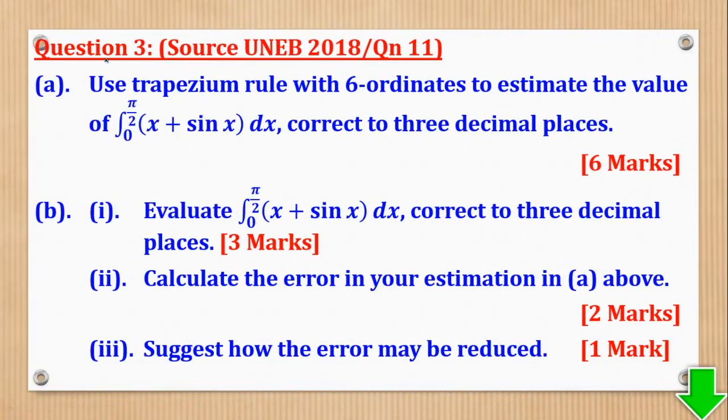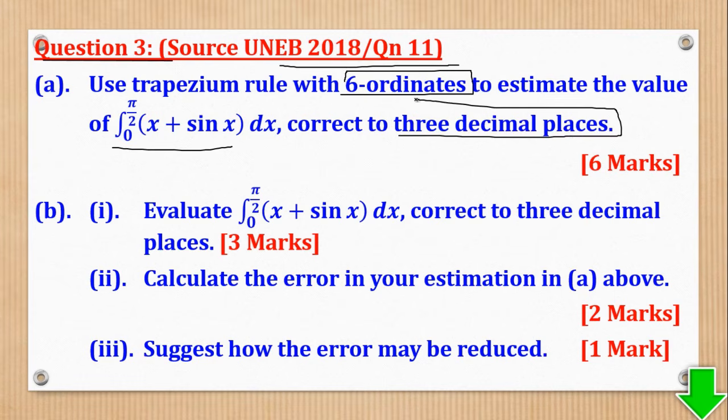So now we shall go to question 3, which came from UNEB 2018, paper 2, question 11. It says, using trapezium rule with 6 ordinates, estimate the value of this correct to 3 decimal places. So let's start with that one.